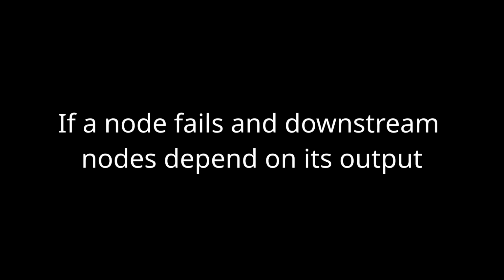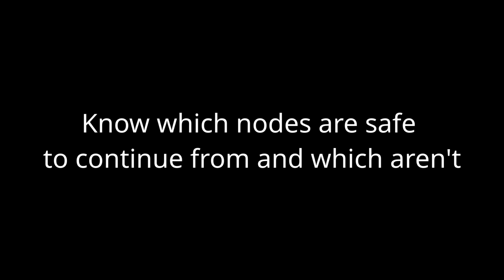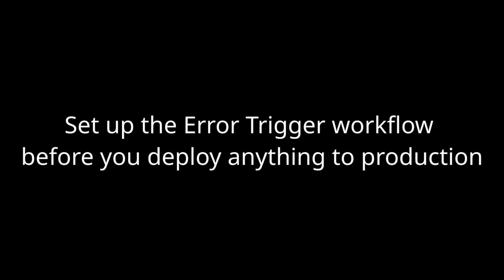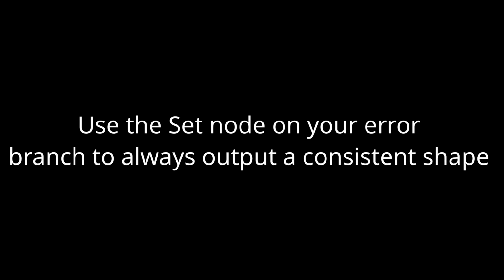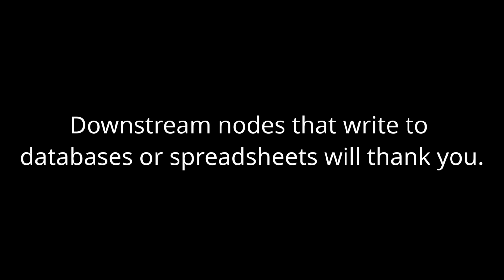Quick tips. Tip 1. Don't put continue on fail on every node by default. Be deliberate. If a node fails and downstream nodes depend on its output, continuing will just produce broken output down the chain. Know which nodes are safe to continue from and which aren't. Tip 2. Set up the error trigger workflow before you deploy anything to production. It takes 5 minutes and will save you hours of wondering why something silently broke. Tip 3. Use the set node on your error branch to always output a consistent shape, even for failures. Downstream nodes that write to databases or spreadsheets will thank you.